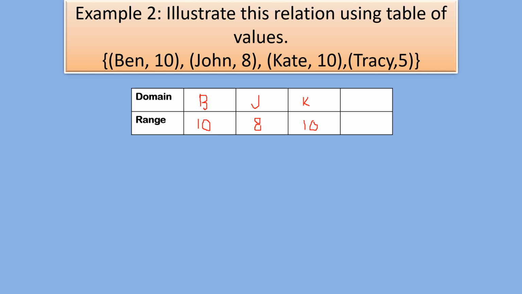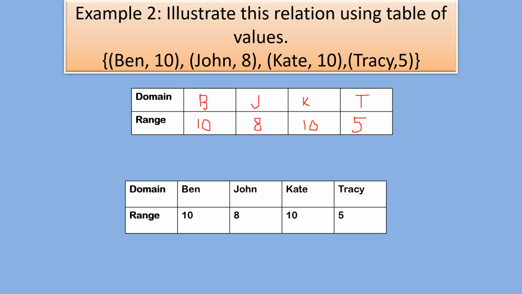Okay. Now, syempre dito would be the remaining si Tracy. Gagamit ako ulit ng pen. Okay, Tracy. Tapos, of course, 5. Okay. So, let us see. Okay. So, Ben 10. John 8. Kate 10. And, of course, Tracy 5. So, this relation is being illustrated using table of values.